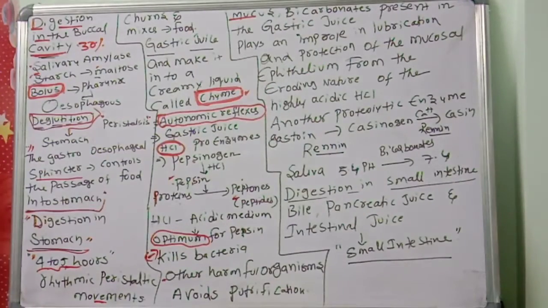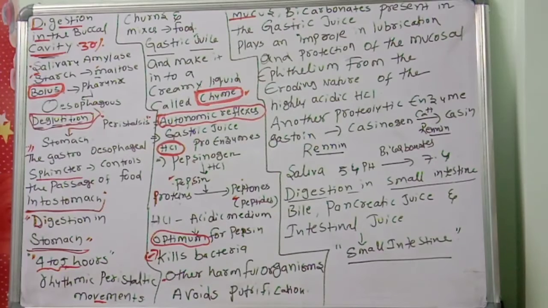See, HCl is the acid. It causes an eroding nature. So then who will protect our intestinal mucosa and everything? The gastric juice is there, and that gastric juice contains the mucus and bicarbonates.